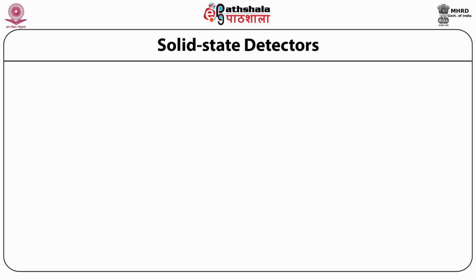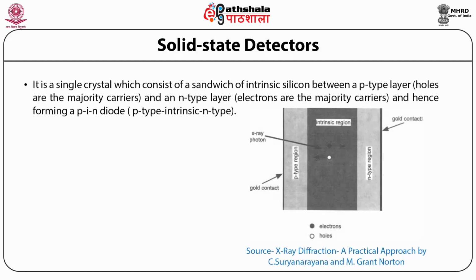Now, the last one is the solid state detector. As seen in the image, it is a single crystal which consists of a sandwich of intrinsic silicon between a p-type layer, that is, where holes are the majority carriers, and an n-type layer where electrons are the majority carriers, and hence forming a PIN diode or p-type intrinsic n-type.